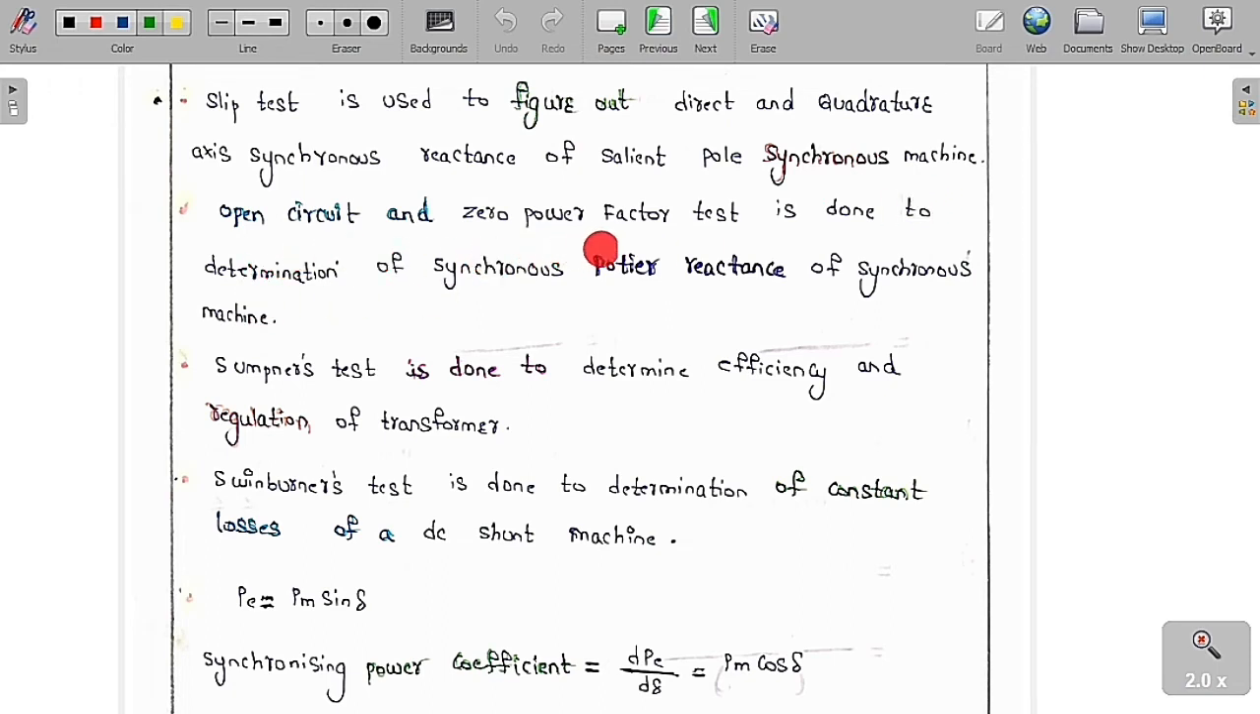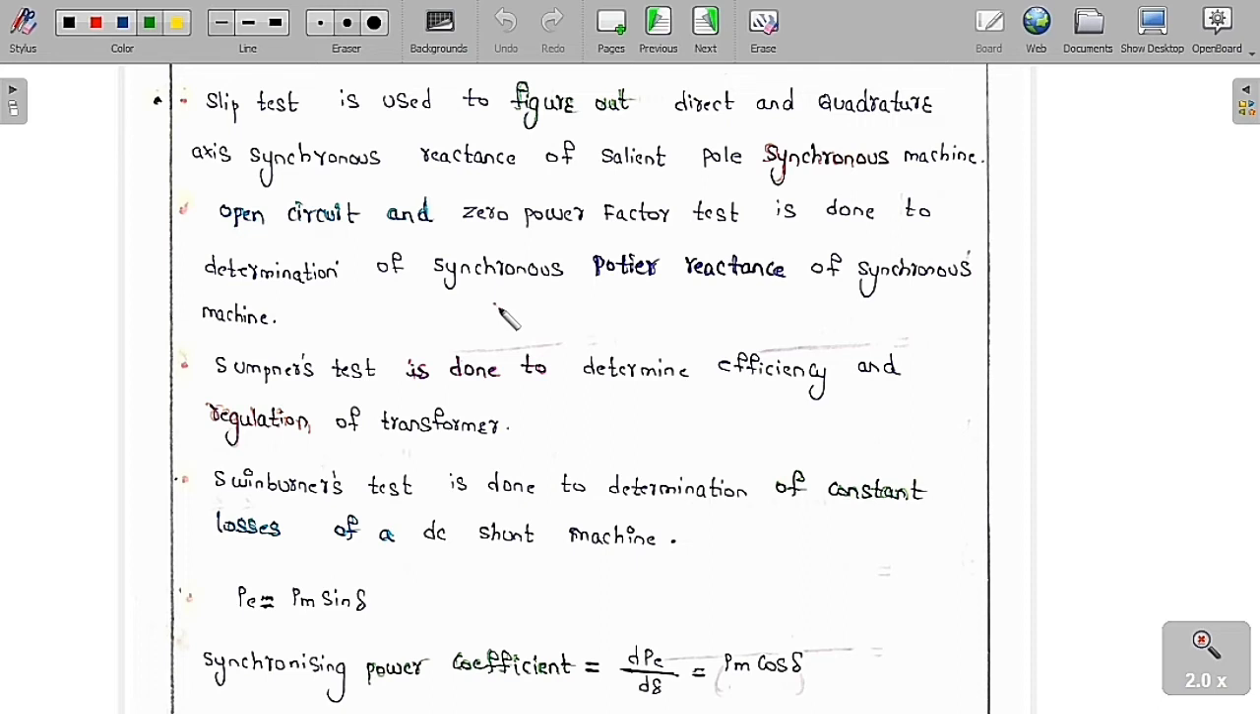The open circuit and zero power factor test is done to determine the Potier reactance of a synchronous machine. I already told you, in the synchronous machine concepts, in the case of the ASA method and the ZPF method, we have to know two graphs. One is called the OCC graph and the other is called the ZPF graph. With the help of these two graphs, we can draw the Potier triangle, and then we can get the Potier reactance.